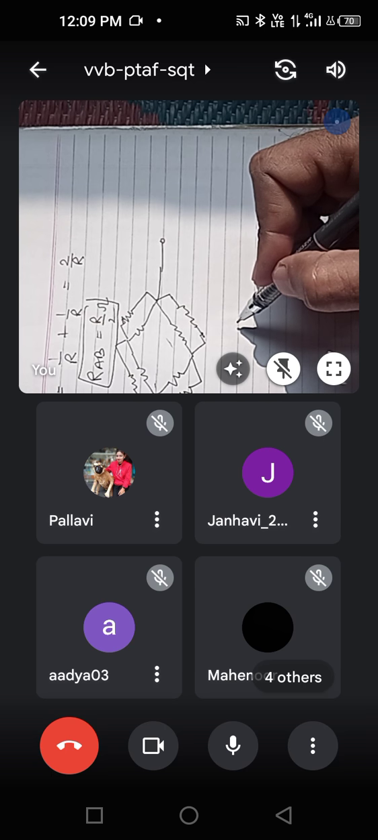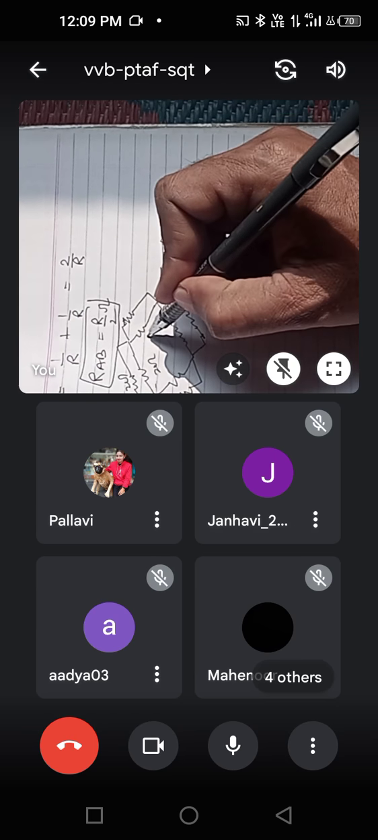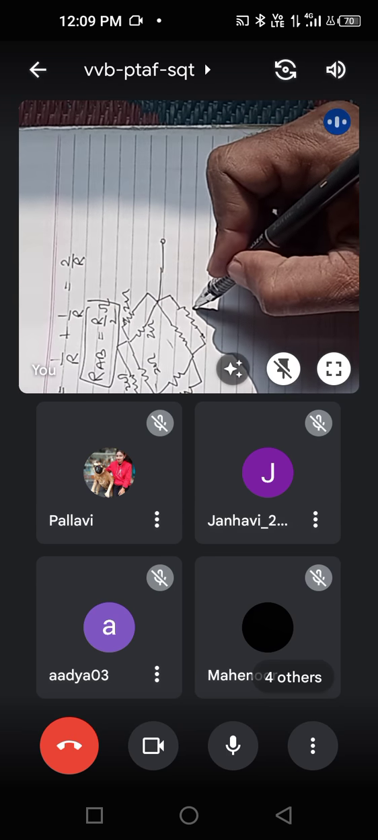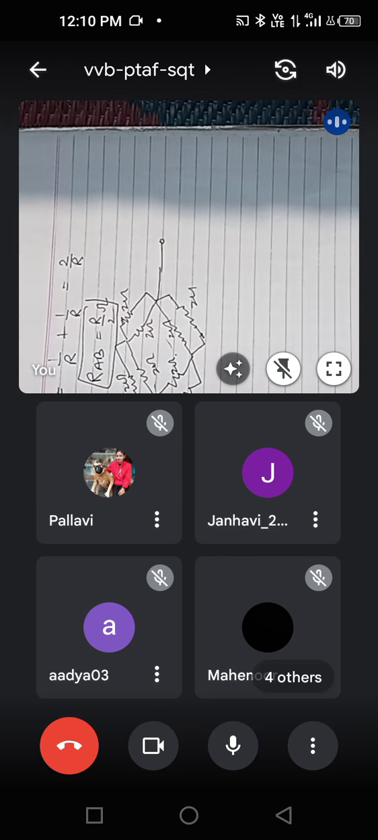All these values are 2 ohms. All are 2 ohms resistance. You have to calculate the effective resistance of the circuit, right? So here you see, in order to calculate the effective resistance of the circuit, what you will do here, very simple question it is.